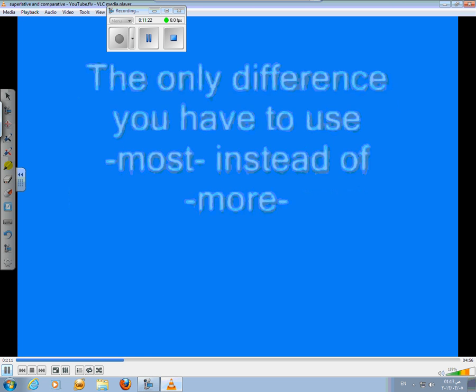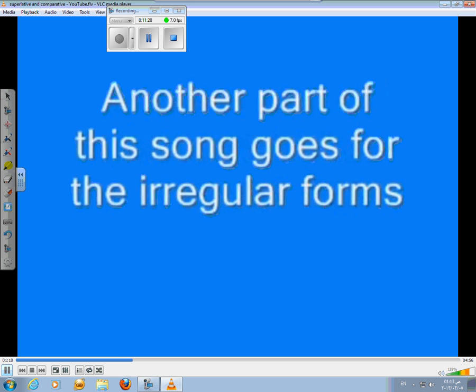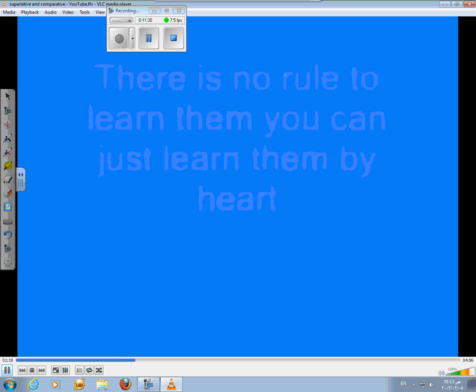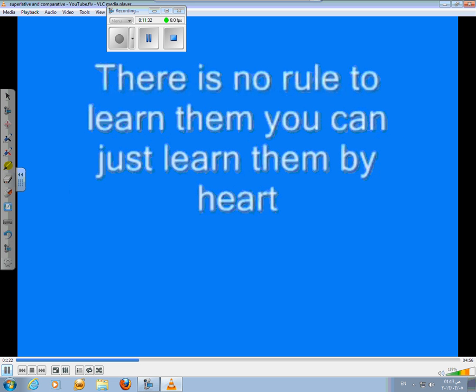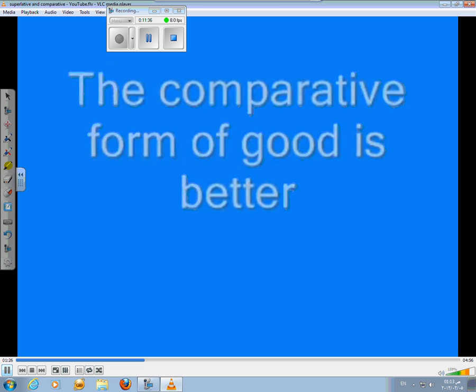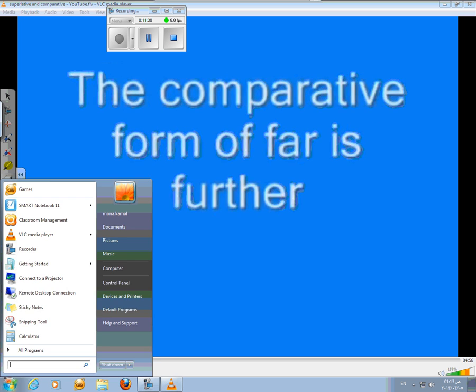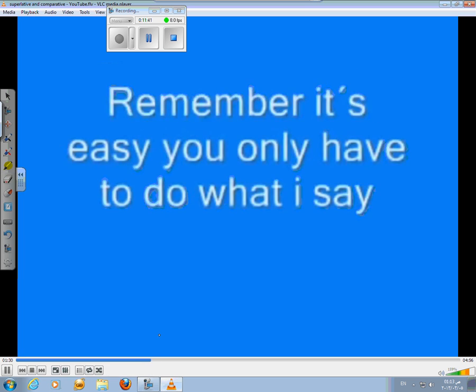Form the superlative form too. The only difference is you have to use most instead of more. Another part of this song goes for the irregular forms. There's no rule to learn them. You can just learn them by heart. The comparative form of good is better. The comparative form of far is further.